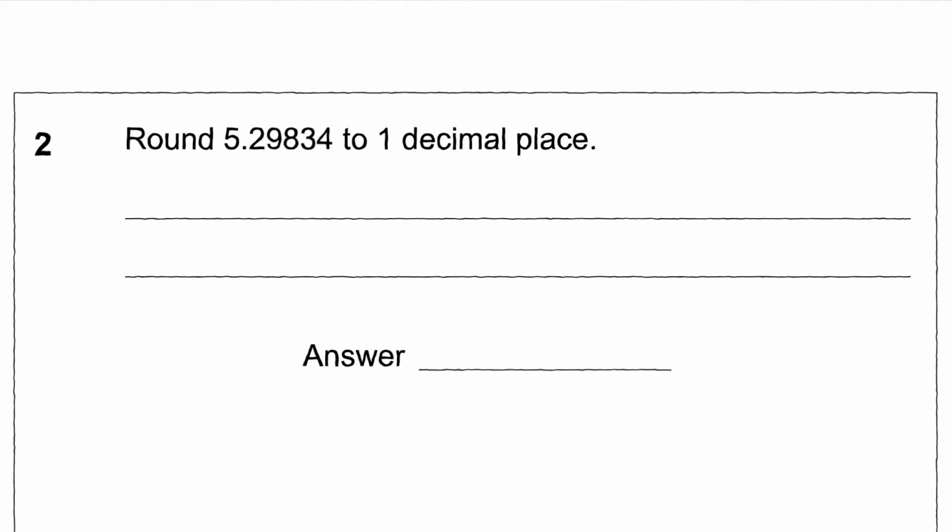Now let's look at the second decimal place. That's the number which will tell us if we're rounding up or down. The second decimal place is a 9, so we round up. So our final answer will be 5.3.